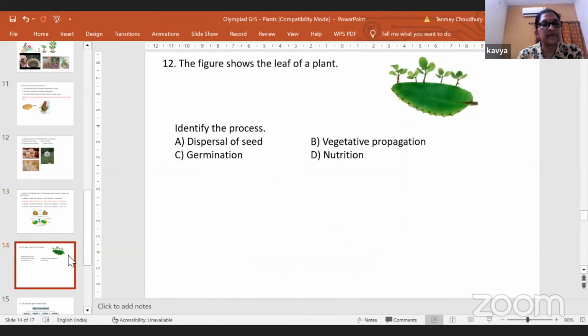Okay, next. So we did vegetative reproduction from the root, that is sweet potato and yam. We did vegetative reproduction from the stem, that is we saw potato, we saw rose, bougainvillea, sugarcane, banana, all these we saw. Now, this is a plant. I think many of you must be having it at home. The name of the plant is bryophyllum. Okay. So the figure shows the leaf of a plant.